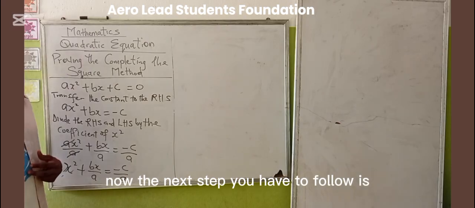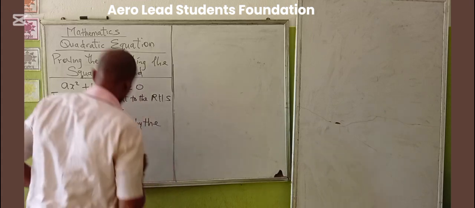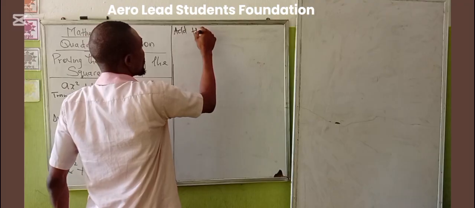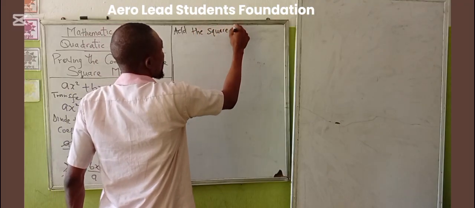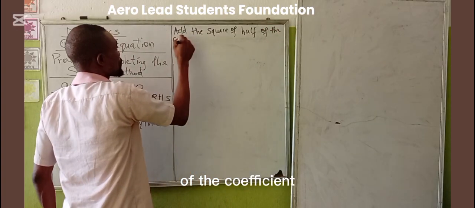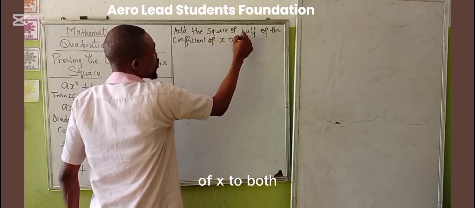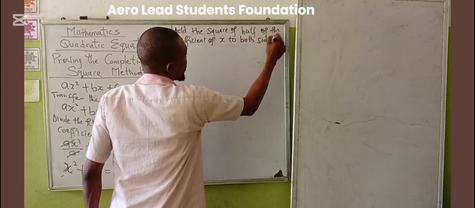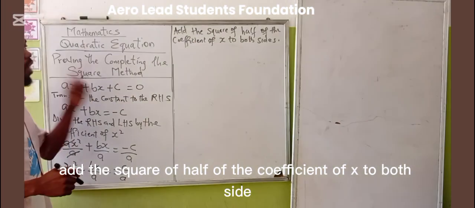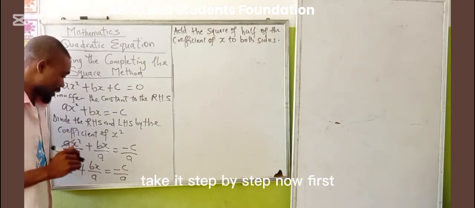Now the next step you have to follow is add the square of half of the coefficient of x to both sides. Add the square of half of the coefficient of x to both sides. Please don't let the grammar confuse you. Take it step by step.